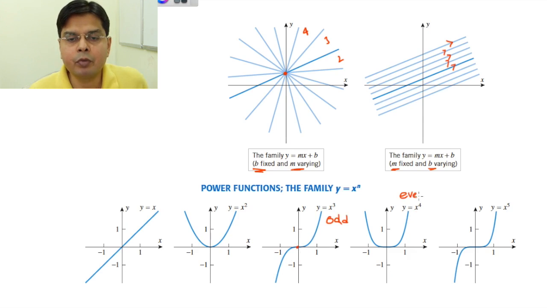y is equal to x to the power 4, again it is an even function, it will be like this, so it is symmetric with respect to the y-axis. And y is equal to x to the power 5 is an odd function and it is symmetric with respect to the origin, like this. Okay, now let's see.